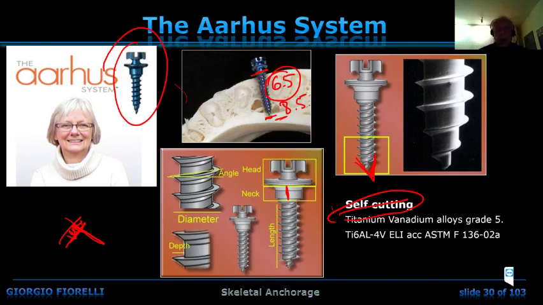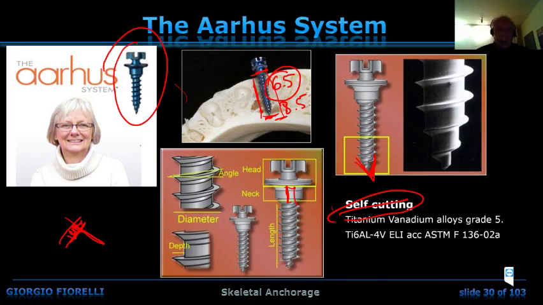So overall, I would say that you have two lengths of the part which is inserted in the bone, 6.5 and 8.5, and two different lengths of the neck, and so it makes 4 types that I use.